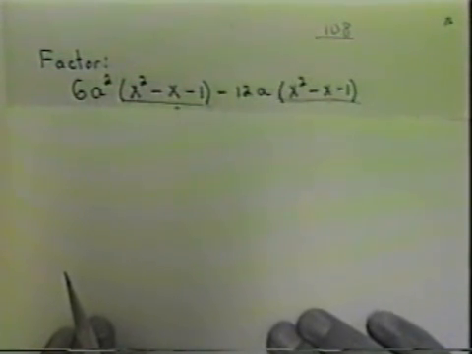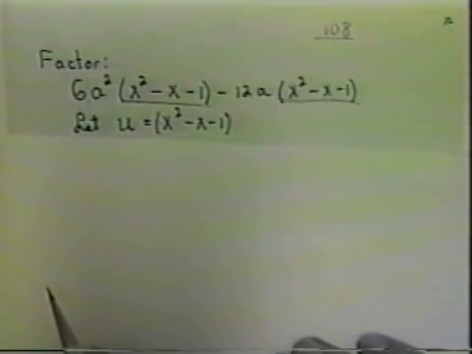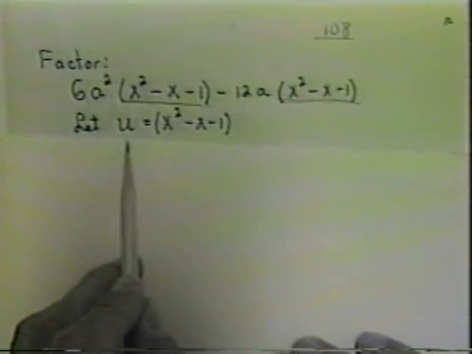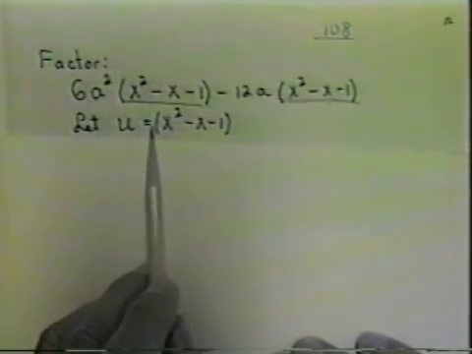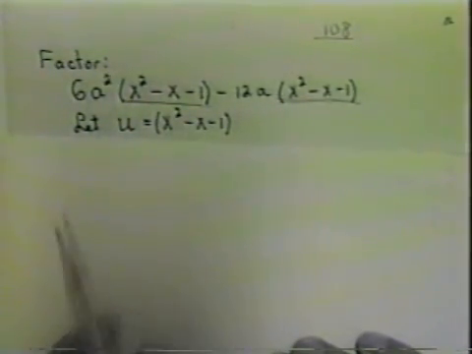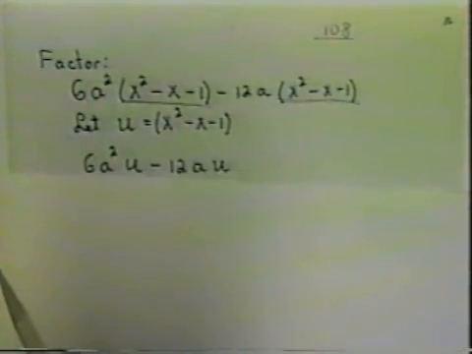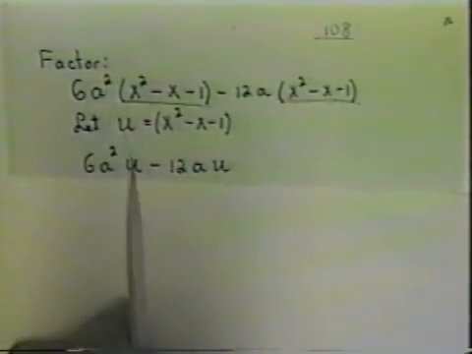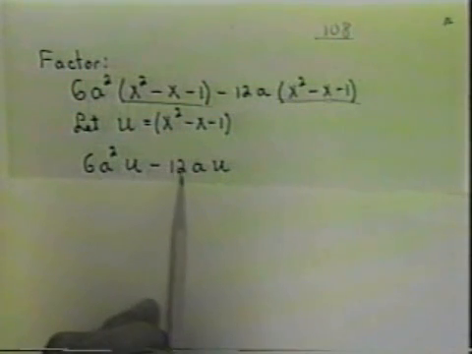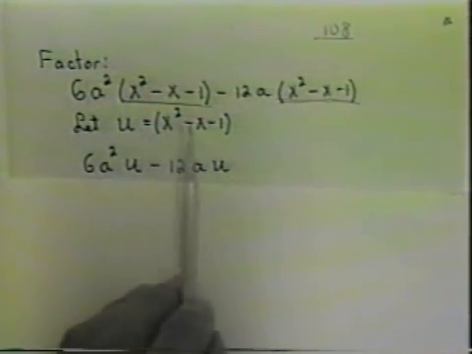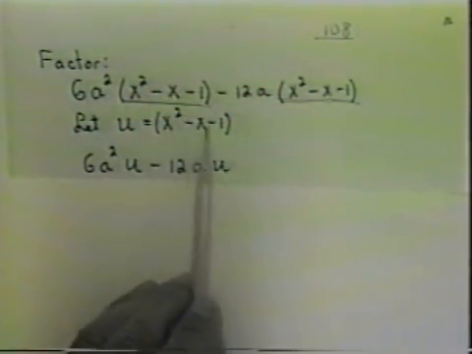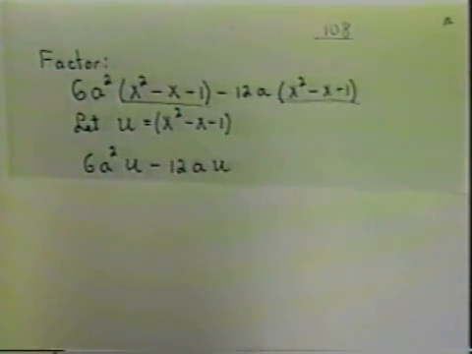What you might want to do is to make a substitution. Like, let u, or any other letter, equal to x squared minus x minus 1. So if I did that, I would have 6a squared u minus 12au. So I'm just replacing u by the x squared minus x minus 1. Now 6a squared u minus 12au does not look very hard.